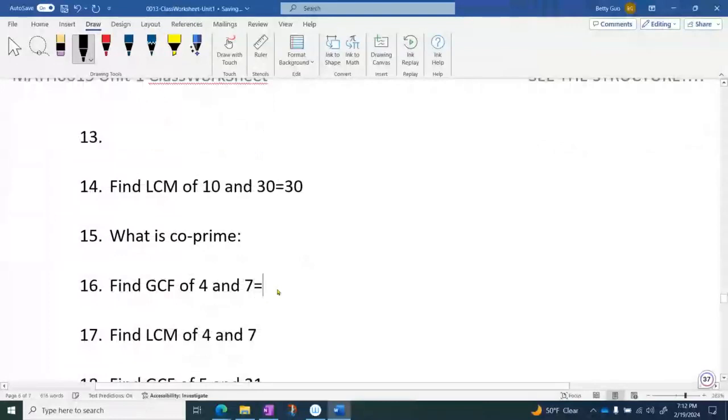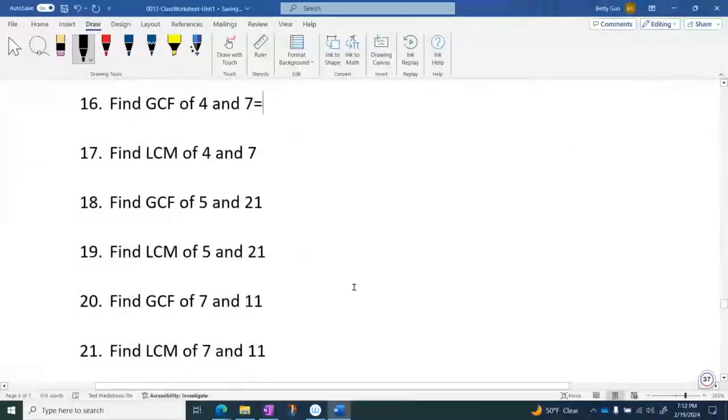Seriously, it'll only take like 1 second. What's the GCF of 4 and 7? 1. Not the 4, okay? This is not special case number 1 anymore. This is special case number 2. The two numbers are coprime. I explained what is a coprime. What about the LCM of 4 and 7? 28. Yeah, their product.